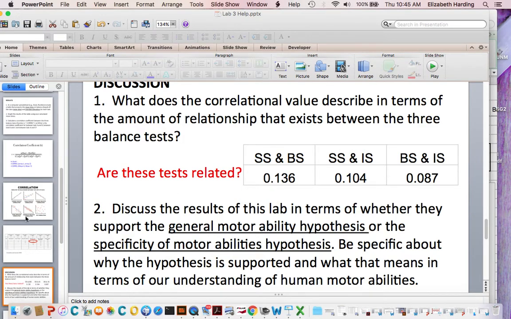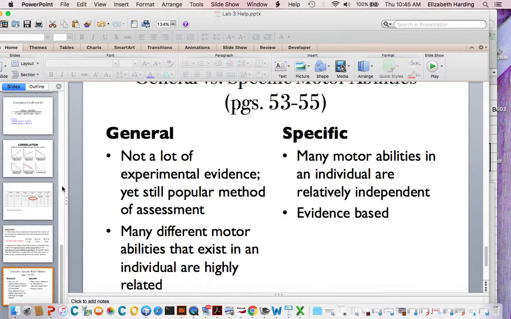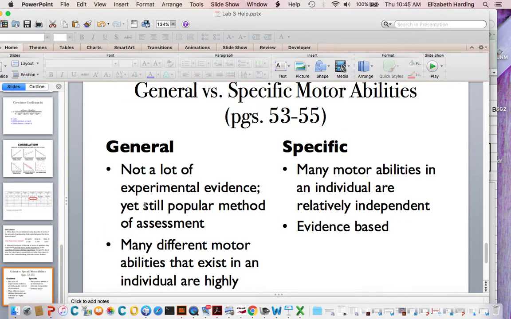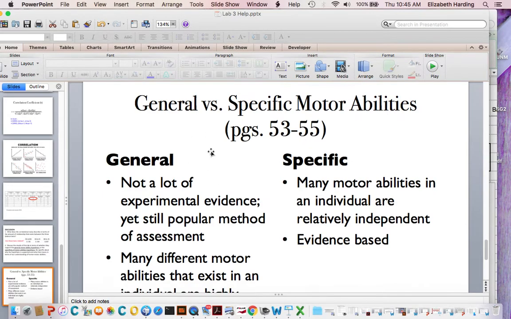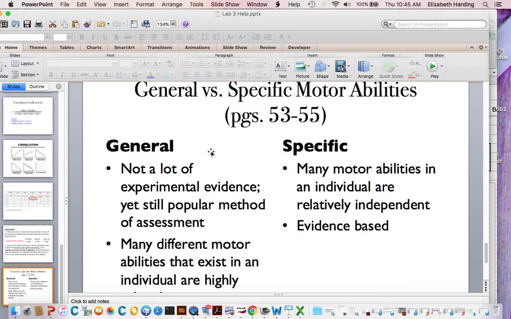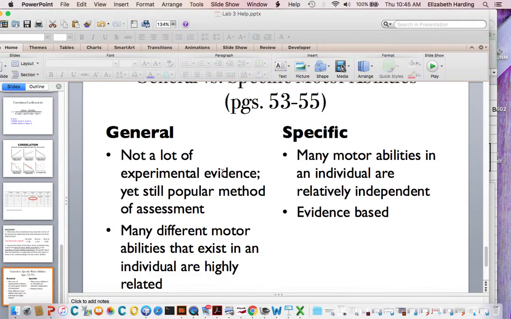So back to chapter 3, you're going to find a little bit more information on general and specific motor abilities on pages 53 and 55 of your text. The general motor ability hypothesis states that many different motor abilities within an individual are highly related. So if you're good at one test of balance, you should be good at all tests of balance. There's not a lot of experimental evidence to support this, yet it's still a popular method of assessing individuals, right?